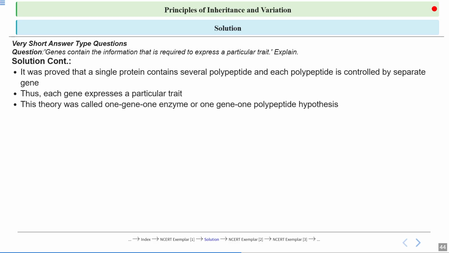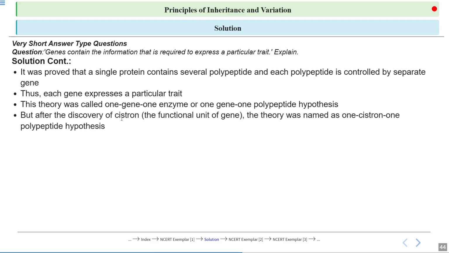So this theory was called the one gene, one enzyme, or one gene, one polypeptide hypothesis. It means one gene produces only one enzyme, or one gene produces only one polypeptide, and this one enzyme or polypeptide controls only one trait. But after the discovery of the cistron, which is the functional unit of gene, the theory was modified and given the name one cistron, one polypeptide hypothesis.